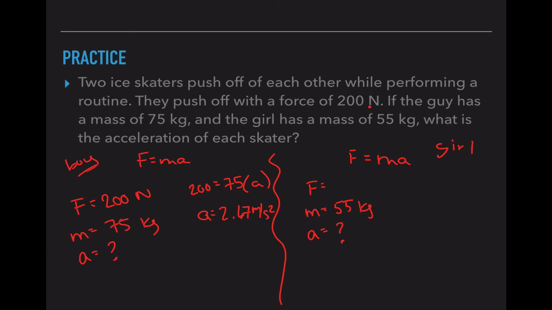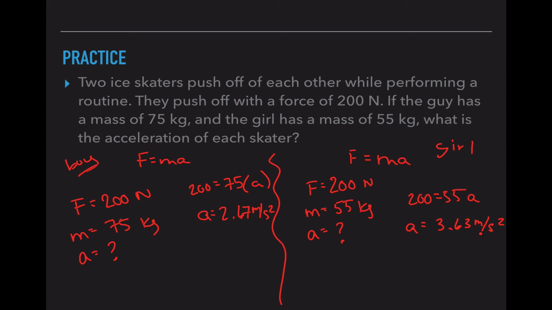But they only gave us one force in the problem. Since these are equal and opposite reactions, that force gets plugged in to both F variables. So we have 200 equals 55 times A. We're going to divide out, and A equals 3.63 meters per second squared.